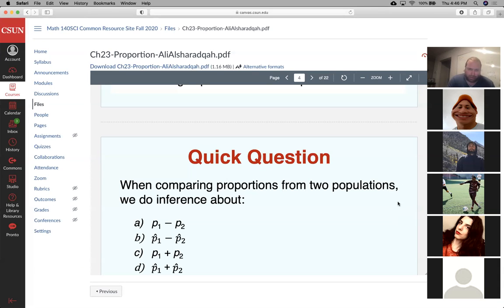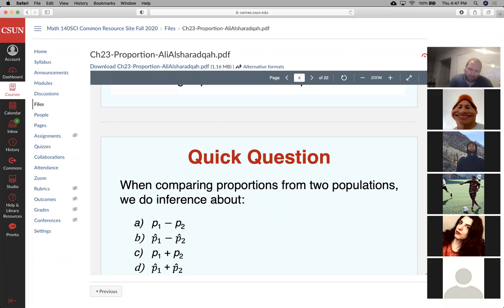All right. So when comparing proportions from two populations, we do inference about... Well, we're certainly curious. So we do inference. We're trying to determine something about P1 minus P2, the true difference of proportions. But we're using P1 hat and P2 hat, our actual sample proportions.